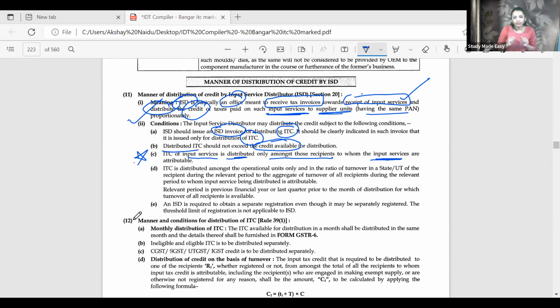Suppose I have 10 branches. Head office has paid for the service, but only 4 branches are utilizing that input service. In such a case, when only 4 branches are utilizing the input service, it will be distributed only to 4. It will not be distributed to the other 6 branches where they have not even availed this input service. So basically, is it only input service? Yes, only input service. You are taking tax invoices in your name, but input services used by some other branches that are registered under your same PAN.